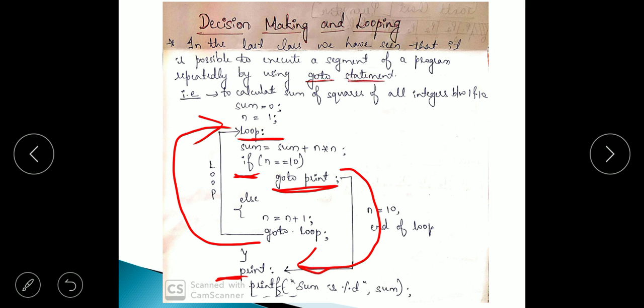Print. So what is there in the print label? The printf statement. sum is %d. Since it is an integer, we are going to print sum is %d, that is sum. So finally once n becomes 10, the result will be displayed on the screen, that is sum is %d. I hope this program is understood.